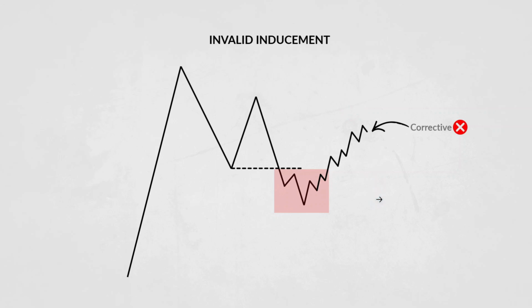For something to really be an inducement, you need to see the purpose of it. So price has to first of all take out a low, then impulsively move away from that level, and that actually gives us our inducement. Anything that is not of that is invalid.